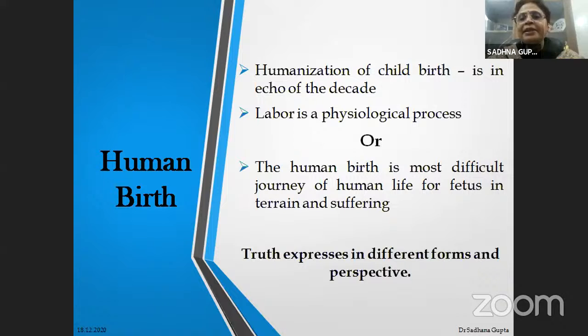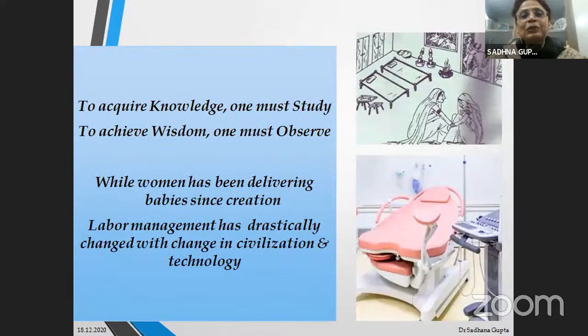Now there is suddenly a noise that there should be humanization of childbirth, but we know at the same time that human birth, particularly in the human species, is the most difficult journey of human life for the fetus in terrain and suffering, and it is a very difficult part for the mother as well, especially in low and middle income countries where people are not accessible to very high quality care. So we are imbalancing it. Is it a physiological thing or a potentially pathological thing?